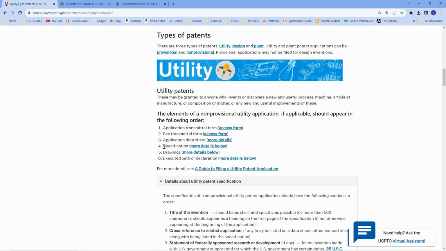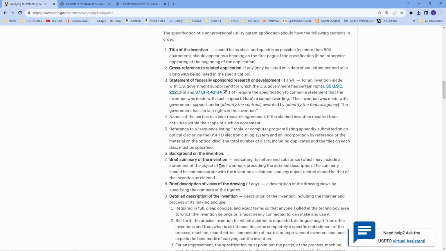The specifications have several components that you need to include, and we're going to look at those right now. There's actually 12 listed. Not all of them have to be used, but most of them do. For example, you have to have the title of the invention. You also, if there are other applications that are related to the one that you're applying for, have to include that information about those prior applications, specifically like a provisional application that you filed for the same invention ahead of this non-provisional that you're filing.